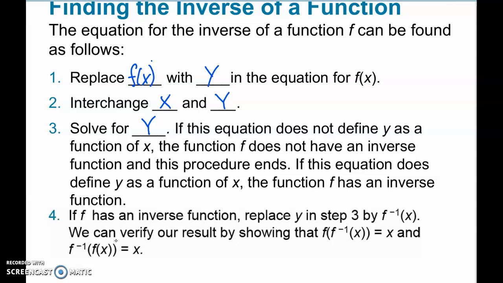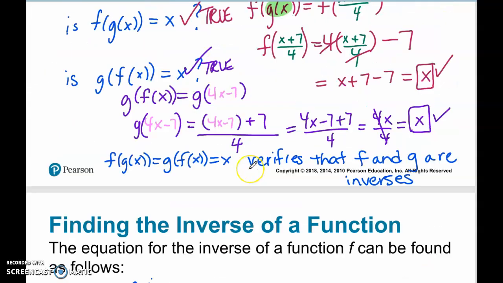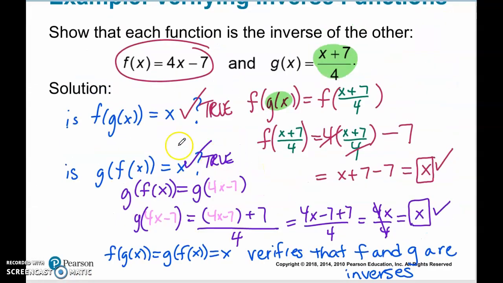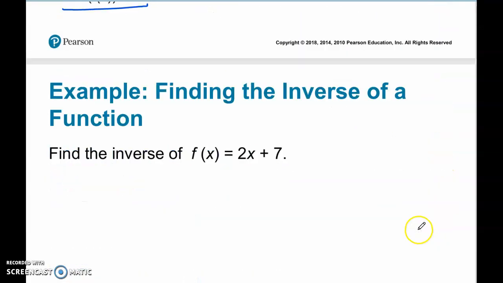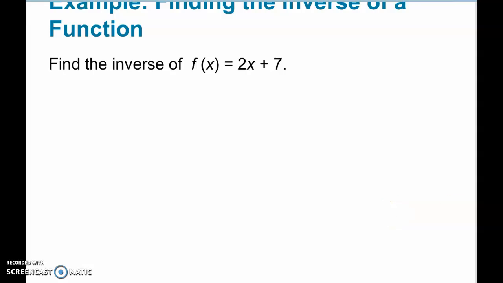And the last step is, if you have an inverse function, replace the y in step 3 with the inverse function notation. Then you can verify that you did the solving and found the inverse properly if you do the composite one way and then the reverse way, and see if you get x. So what we did in the first part here. If you get x and x, then those are inverses.